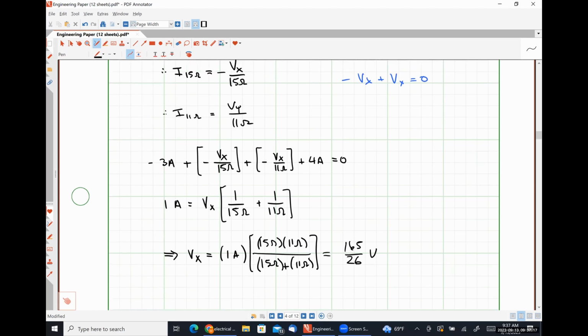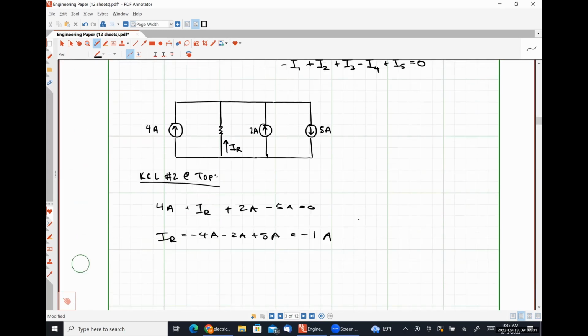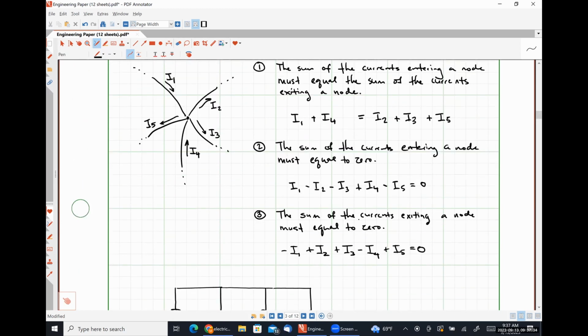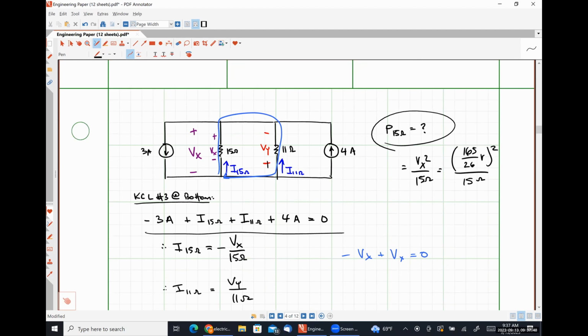Sure. So when we were writing this first equation, KCL is saying the sum of the currents exiting a node must equal 0. So that means every current that is exiting the bottom node is assigned a positive sign, and every current that is entering the bottom node is assigned a negative sign. If we look at our expression here, this 3 amps of current is entering the bottom node, so that's why it got a negative sign. This current I-15 is exiting the bottom node, so we gave it a plus sign. I-11 was exiting, so we gave it a plus sign. 4 amps was exiting, so we gave it a plus sign. Did that clarify?